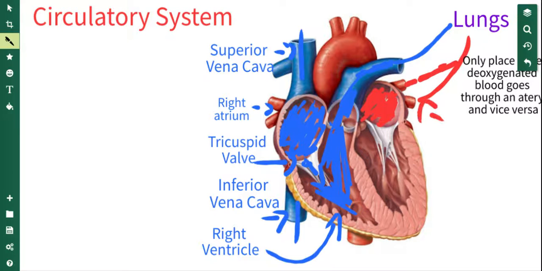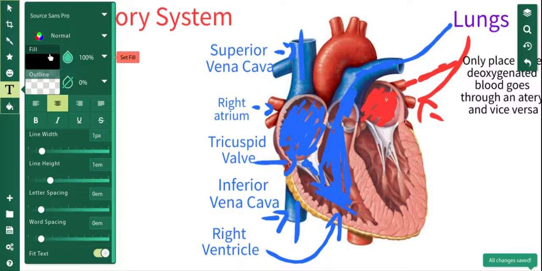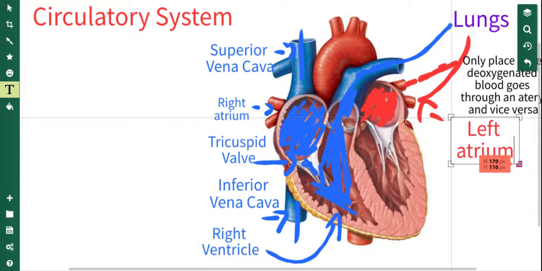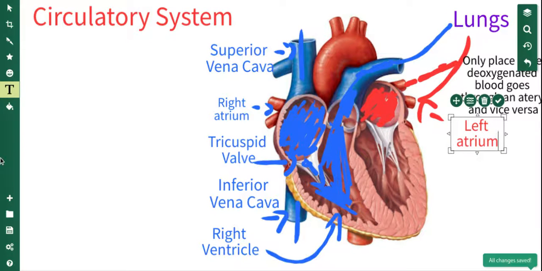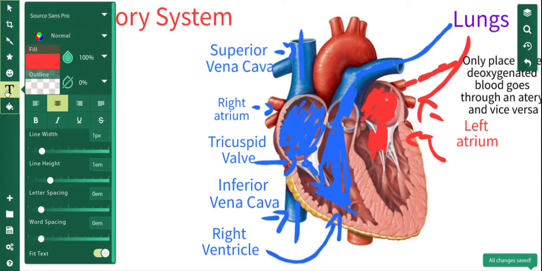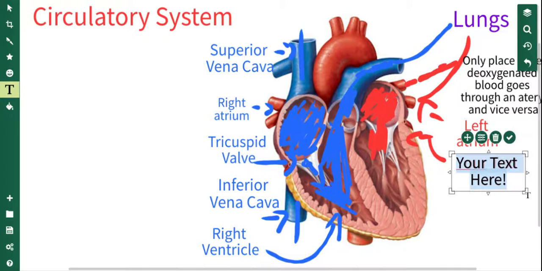This place is the opposite of the right side. Let's use red. It is the left atrium. And then after it goes to the left atrium, it goes to another valve down here. And that valve is called, instead of tricuspid like the other valve, the bicuspid valve.